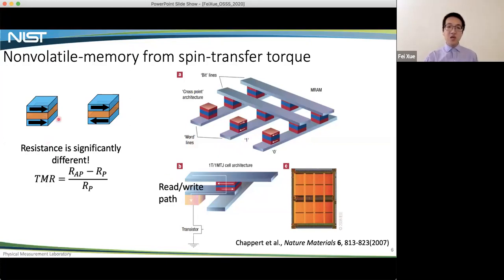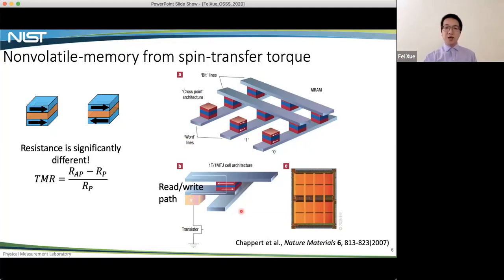And for the reading, we use the same geometry. Similar to GMR, we know that there's a large resistance difference when the spins in the free layer and the fixed layer are parallel or anti-parallel. So with that, we can do the writing and reading. So this is a memory. It's already actually in real world application. I think Samsung already shipped some of them, maybe 1 year or 2 years ago.